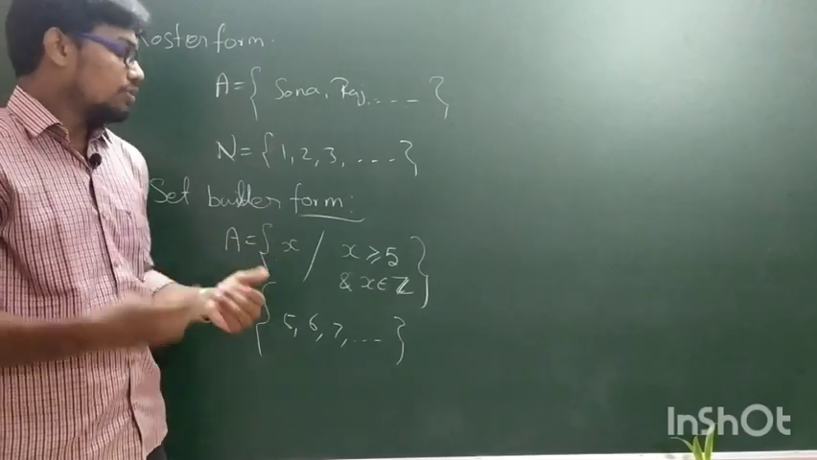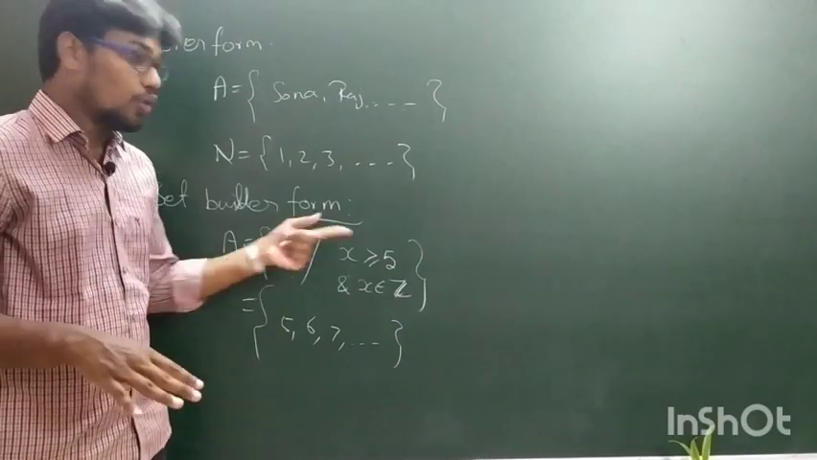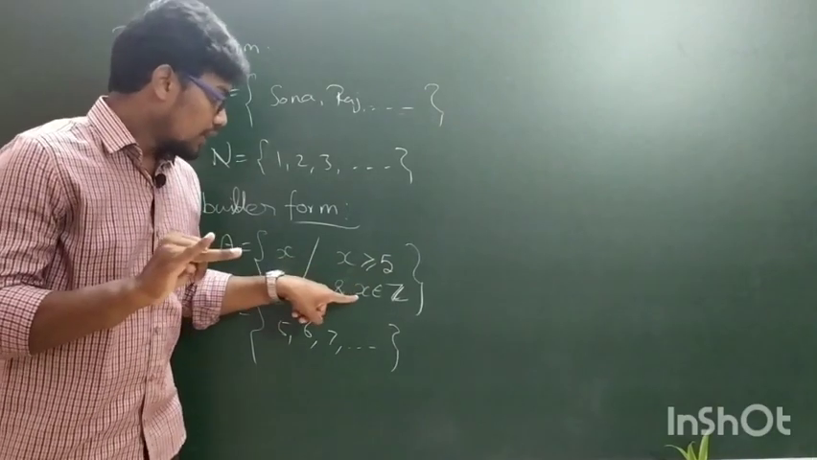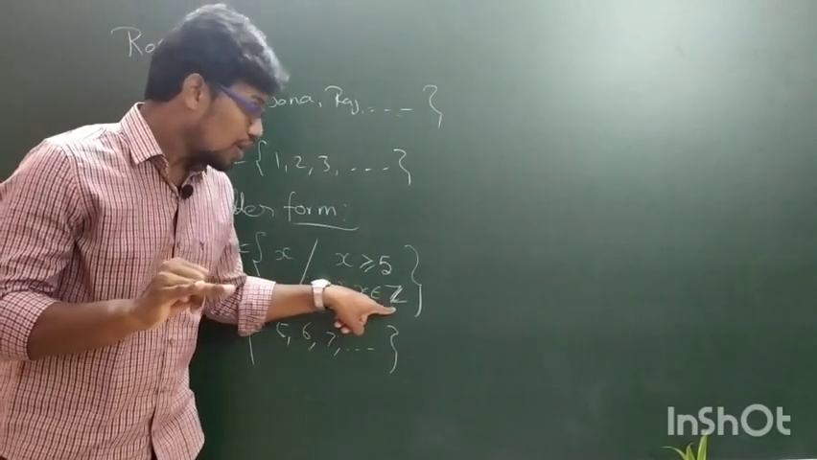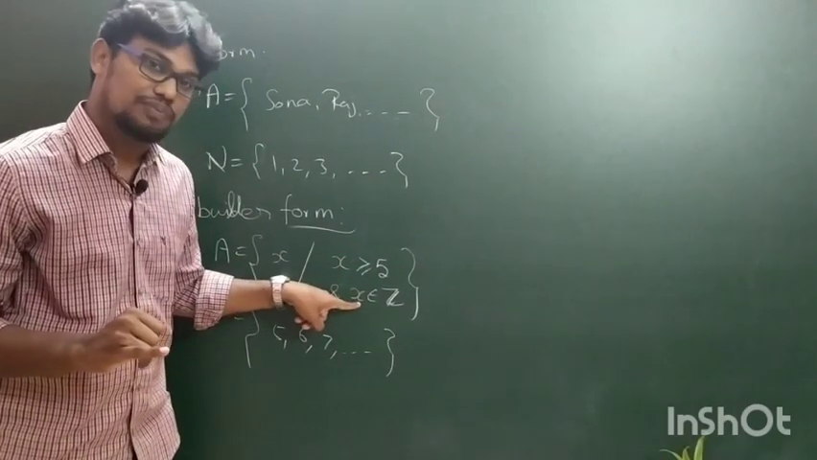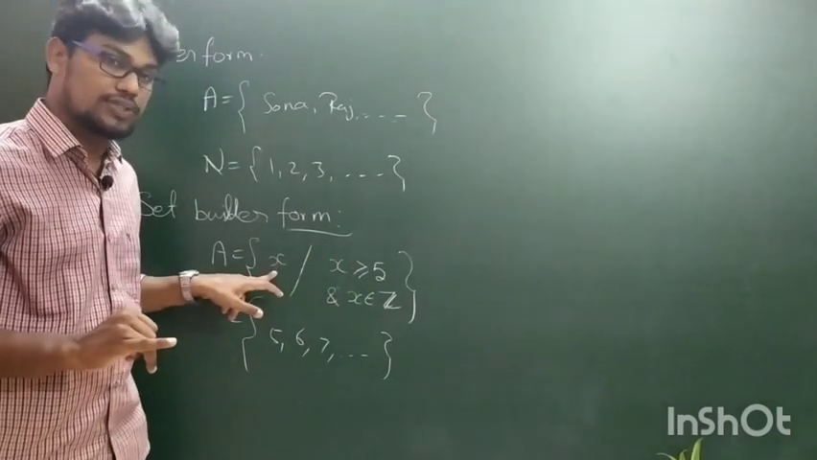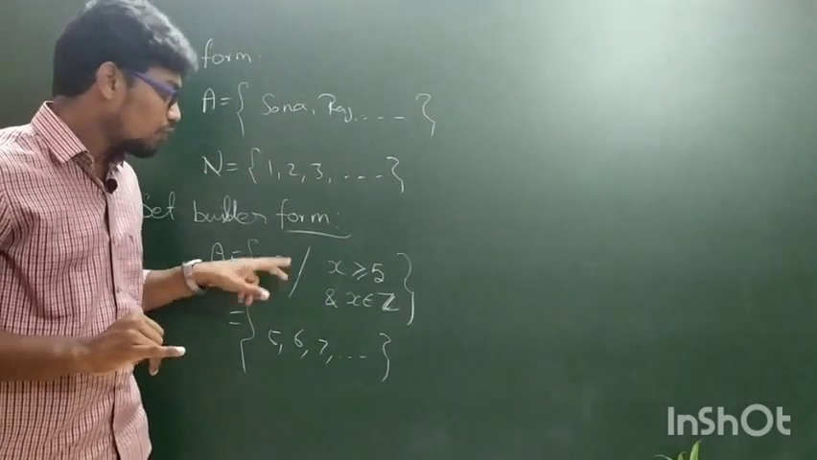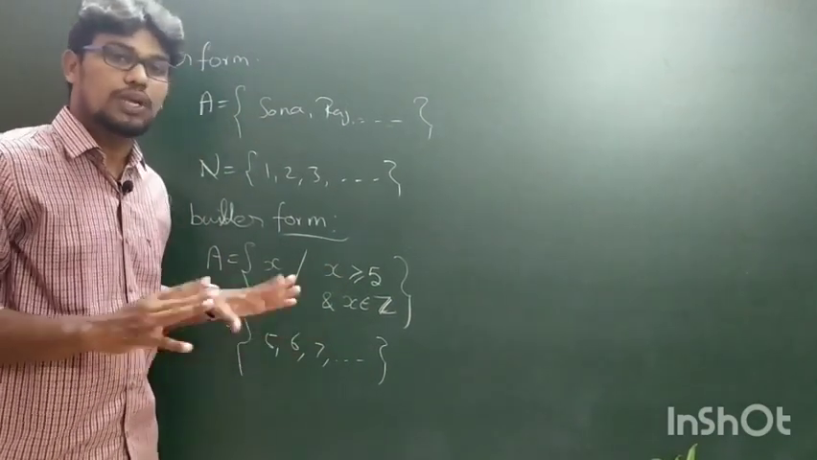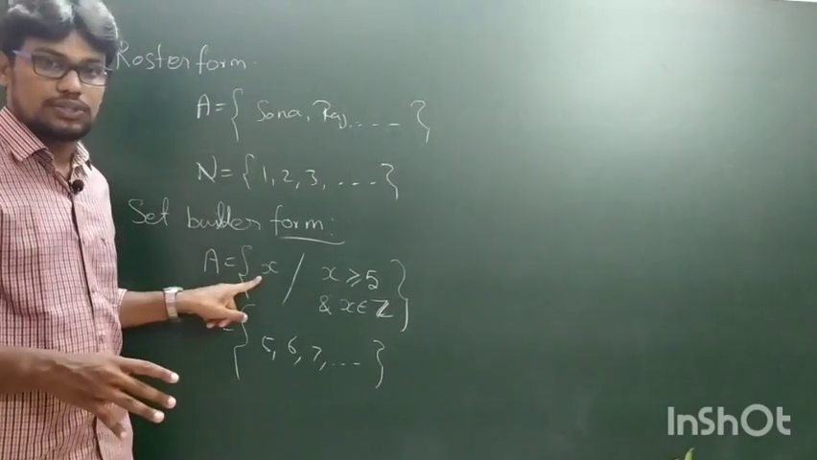Fine. Let me ask whether 9.1 belongs to this set or not. Go and check. Is 9.1 greater than or equal to 5? Yes. But 9.1 is not an integer. 9.1 satisfies this condition but doesn't satisfy that condition. So we can't take that element inside, because we can write an element inside only when it satisfies all of these conditions. Even if it fails to hold any one of these conditions, we can't take the element inside, right? So of course 9.1 does not belong to this set.